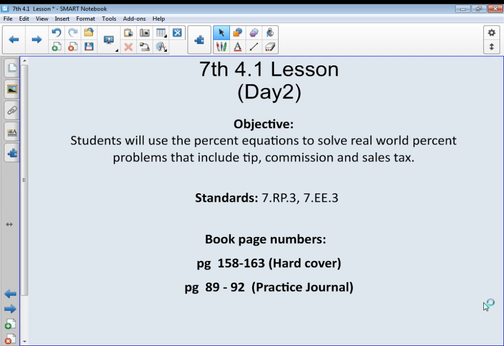This is 7th grade lesson 4.1. It's actually day 2. In this lesson, students will use the percent equation to solve real-world percentage problems that include solving for tips, commission, and sales tax. The standards covered in this lesson are 7RP3 and 7EE3. The page numbers are page 158 through 163 and pages 89 through 92. You'll also be using a worksheet that has some examples for tip, commission, and sales tax for this lesson.